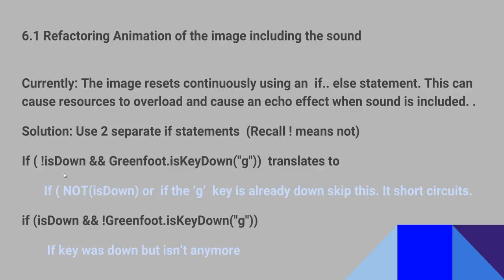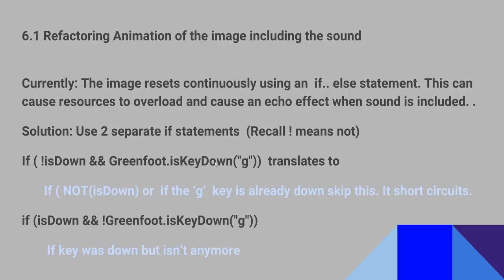So then what happens is, if this turns out to be false in a compound conditional where I ask another question with and, it's never going to look at the rest of this code. It does what we call short circuiting. So if isDown is true, not true is false. So basically, if the G key is already down, skip over that line. It does what we call short circuiting out. It will never look at the next part of the code.